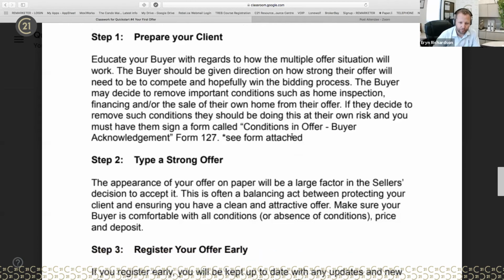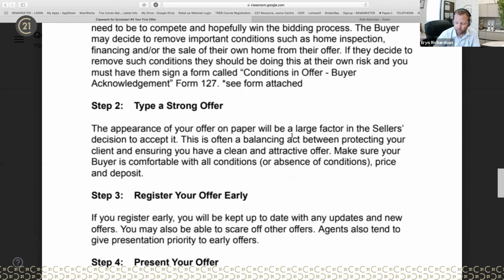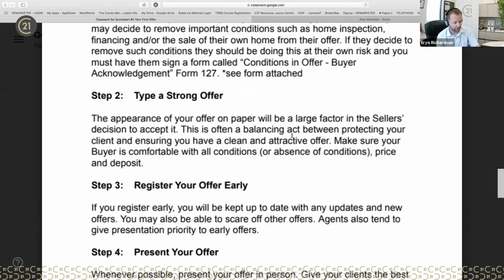Step 2, type a strong offer. Obviously going through that process and saying, we've done our comparables. What price would you like to go with? And they'll say, well, I'd like to try it at, right? And say, listen, I've already been told by the selling agent, bring our best offer. We need to go strong. We may not get a second chance. What would you like to go with?